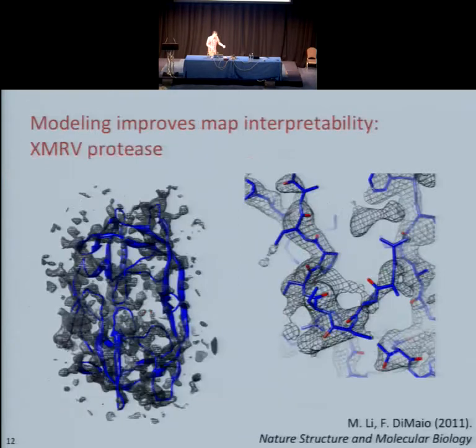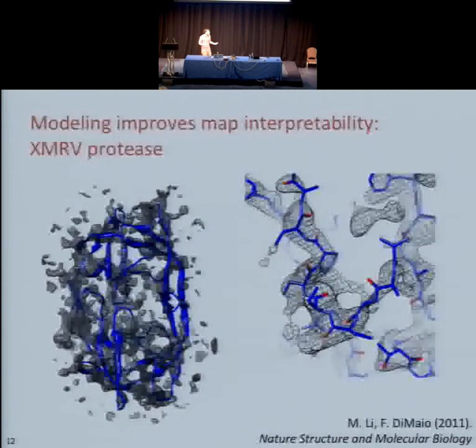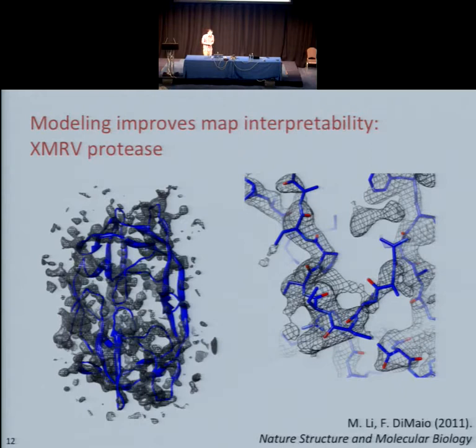Let me just really quickly walk through an example of this. This is from the MR Rosetta paper, and this is the XMRV protease. For this, we found the molecular replacement solution. However, automatic chain tracing with Phoenix AutoBuild failed to produce a solution below, I think, 52% R-free. The molecular replacement solution is shown in blue, and the corresponding density map is shown here.